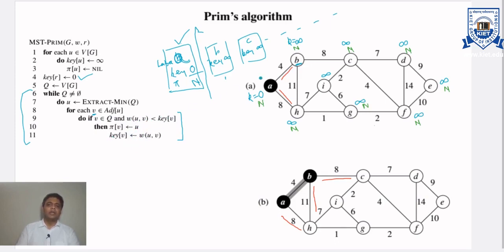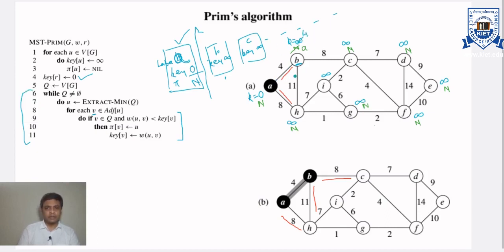And what is that? It simply updates the value of key and the pi of this node B. With which value is it updated? The pi value will be updated with A, since we are exploring B through A, so the pi value would be A. So this N would be overridden with A, and this infinity would be overwritten with the value W of UV. W of UV means this 4.